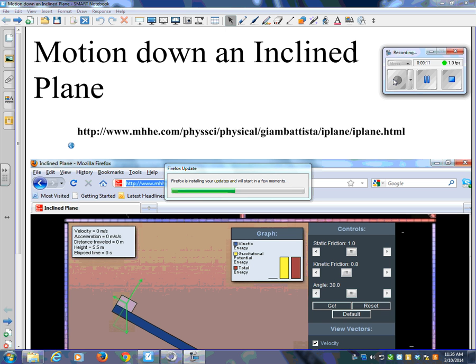Firefox is installing my updates, and we'll start in a few moments. When that's done, I'll show you this link here, hopefully, that it's still up and running.